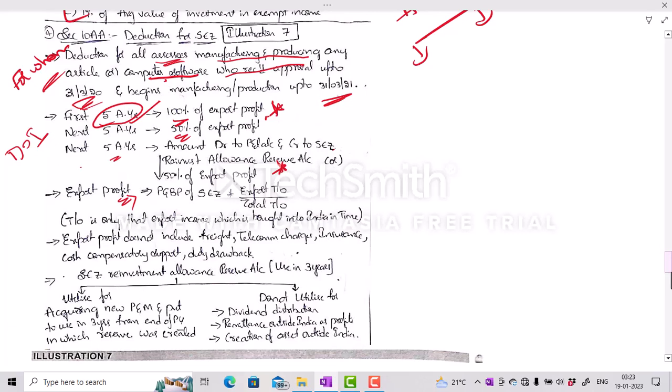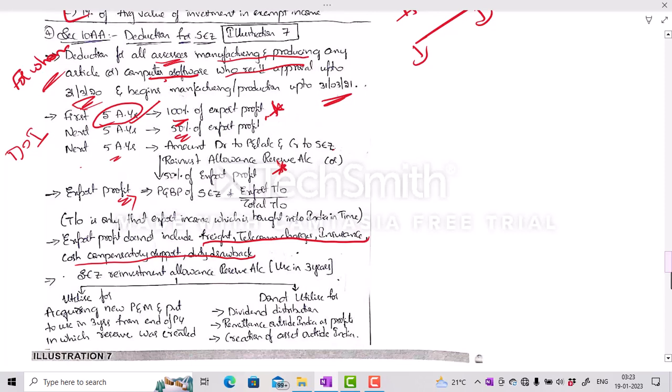Turnover is that export income which is brought into India in time. If it is not brought into India or if it is brought after that time, we do not include it in export turnover. And export profit does not include flight, telecommunication charges, all these expenses we do not include in the export profit. Okay. And assess reinvestment allowance reserve.